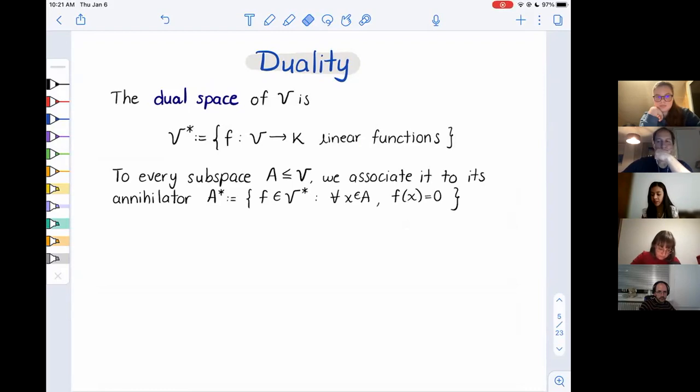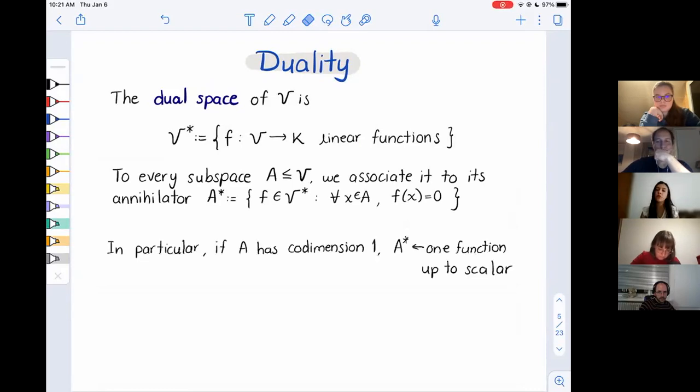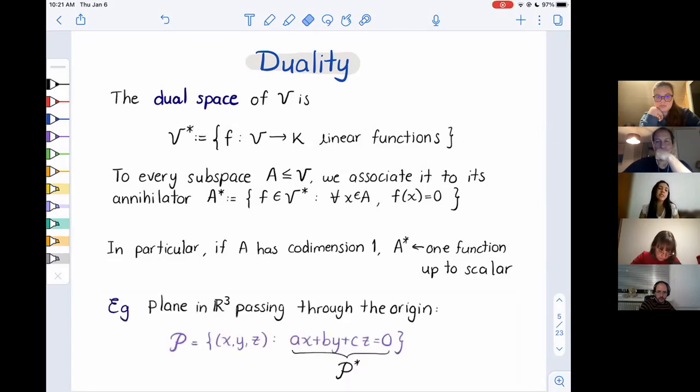And then in particular, what happens is that if you have a subspace of codimension 1, that is a hyperplane, then there's a way of naturally associating to it one linear function, that is one element in the dual space that is defined up to scalar. An easy example is that we know that planes that pass through the origin in R3, and in general in Rn or Cn, are given by one equation of this form, right? One linear equation that is well defined up to scalar.